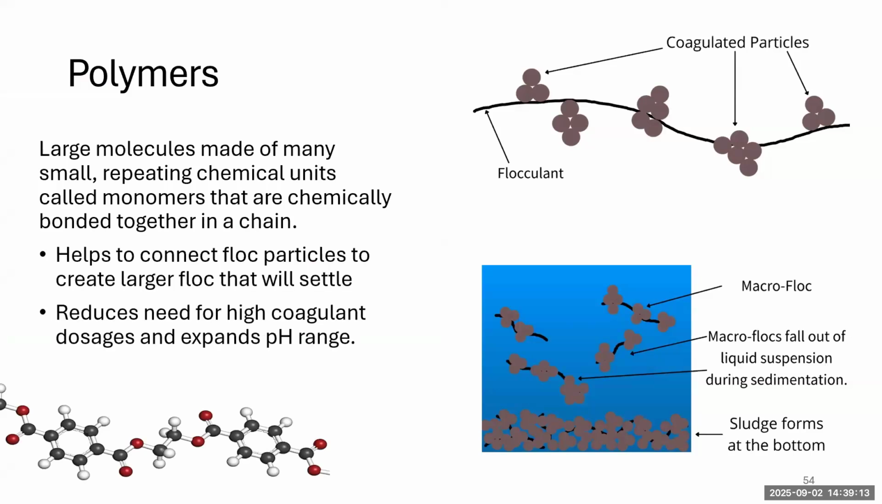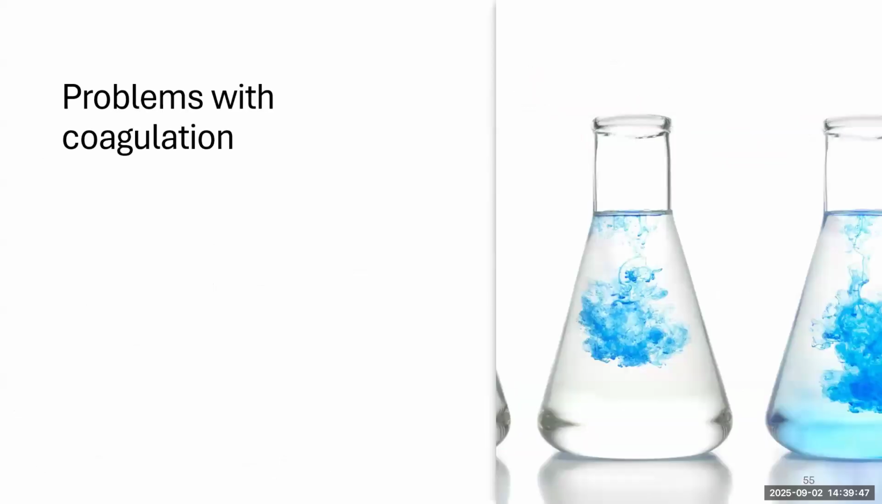It also can help reduce the coagulant dosage that you need, and it can expand the pH range at which coagulants work. Polymers can be positively charged and function kind of like a coagulant. In some cases, systems use polymers as their coagulant, and they can also have a neutral charge, with different positive and negative sites where they'll connect with particles and flock particles. Kind of forms a bridge.